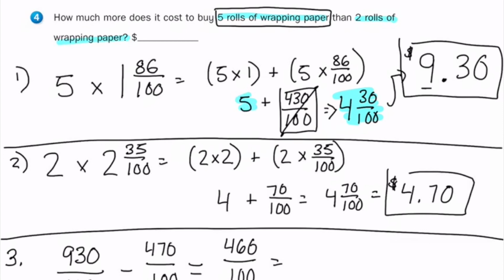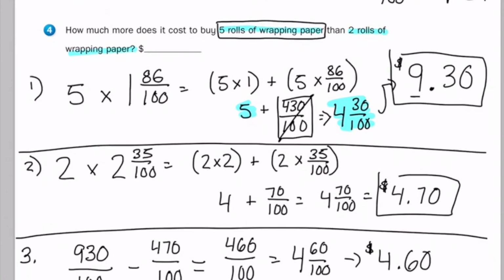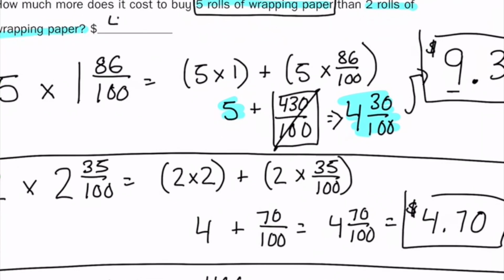Which is equal to, I could take out 4 wholes, and I'm left with 60 hundredths, which I also can write as $4.60. So 5 rolls of wrapping paper costs $4.60 more than 2 rolls of wrapping paper. So watch the next video to see the answers for the math boxes.